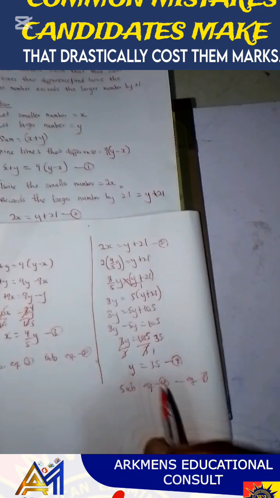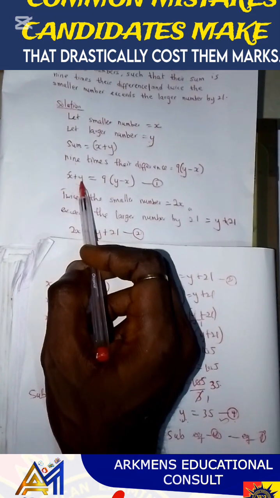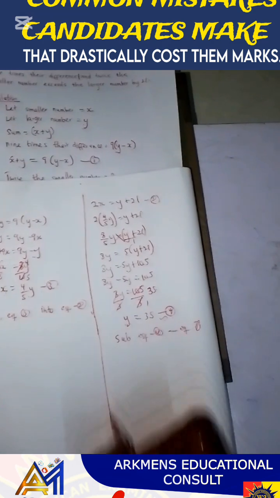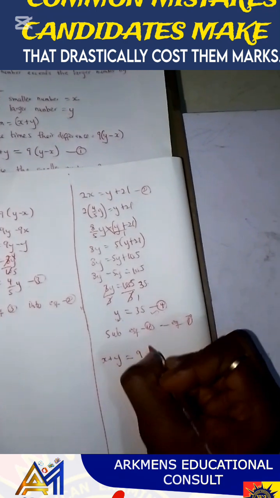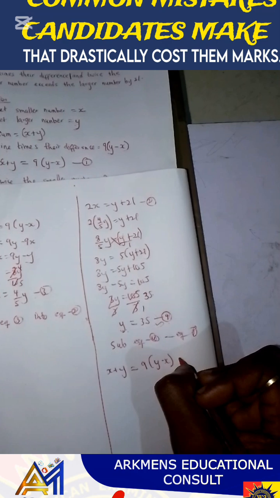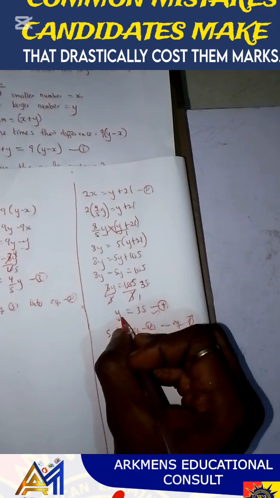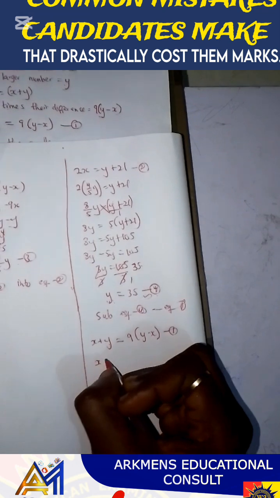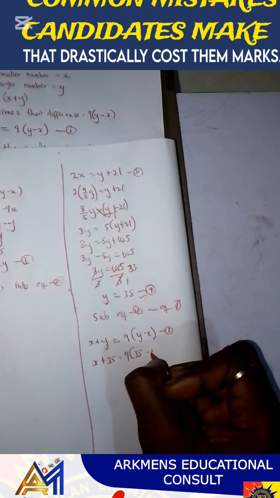We now have y. So we are going to substitute this back into equation 1, wherever we see y. So let me write equation 1. x plus y is equal to 9 into bracket y minus x. And that is equation 1. Wherever we see y, we put in 35. So x plus 35 equals 9 into bracket 35 minus x.